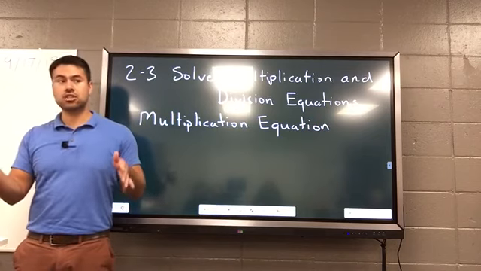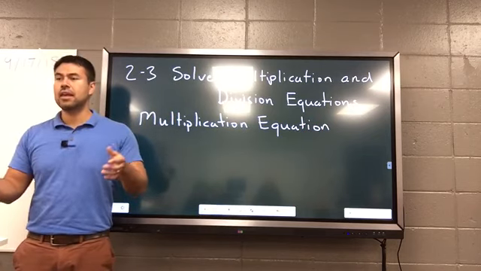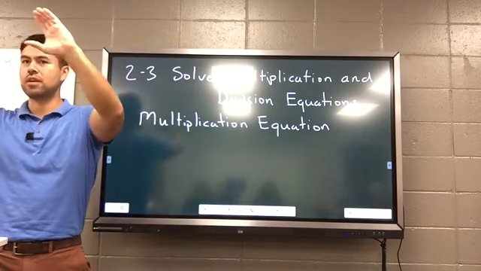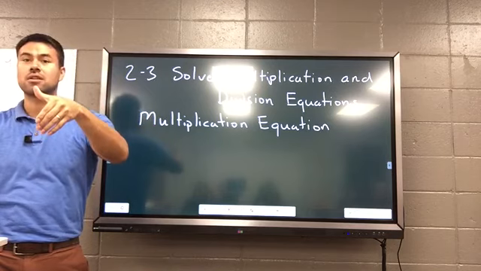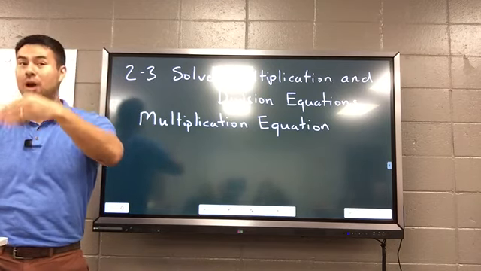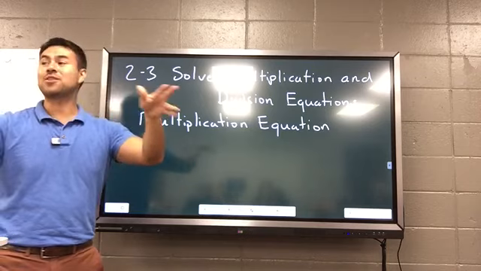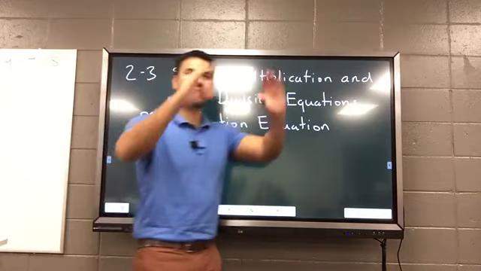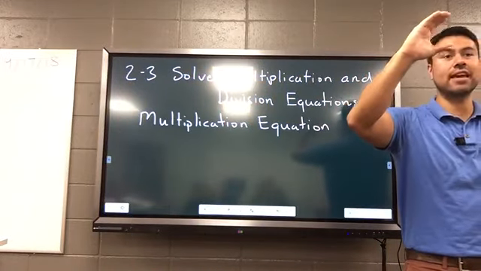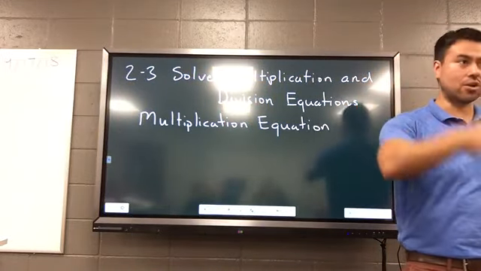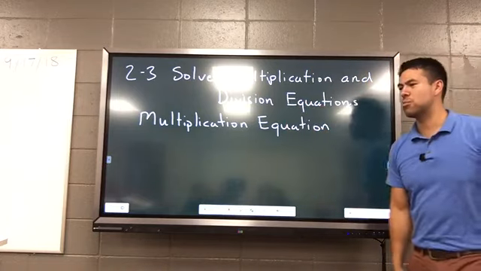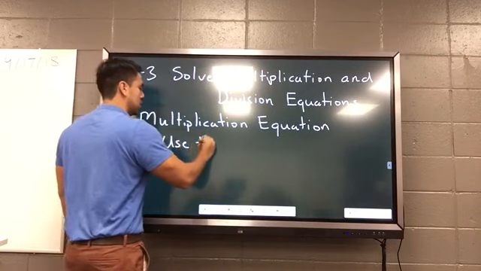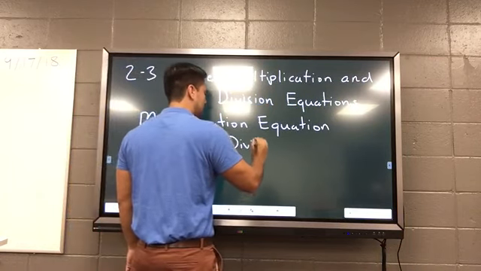Friday we talked about addition and subtraction equations, right? If you have an addition equation, which property should you use to solve? The subtraction property of equality. Yeah, the subtraction property of equality. If you have a subtraction equation, use the addition property of equality. So what do you think you should use for a multiplication equation? Division property. Yeah, use the division property of equality.